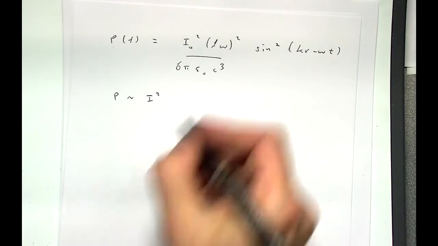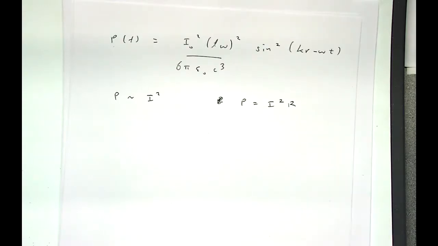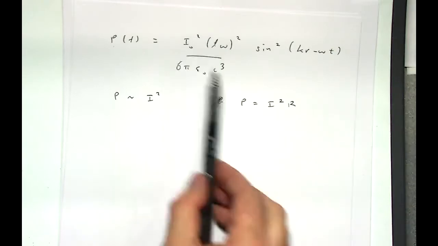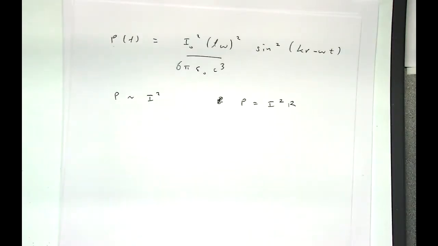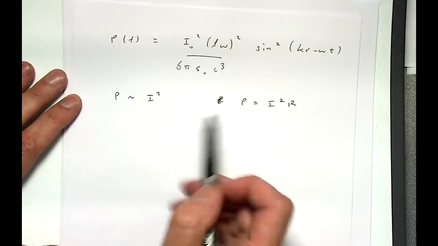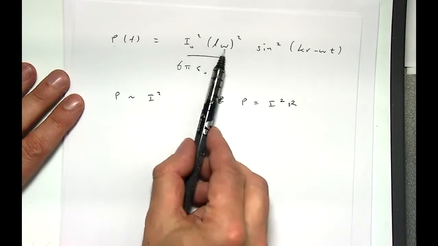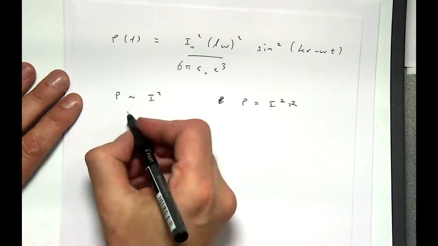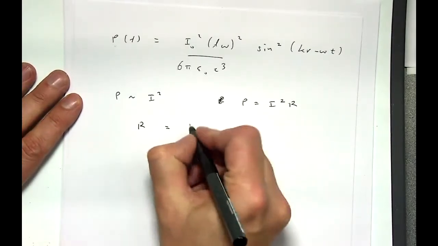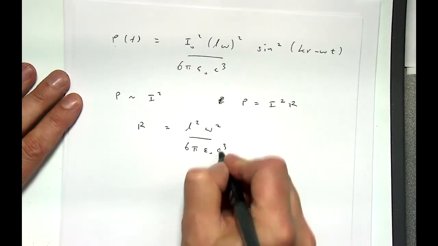So I can write down an equation, P equals I squared R. But it's not only dependent on some constants. The length over which that current is moving must also be important. So there is an effective resistance. So I'm simply going to naively look at these terms. This is the proportionality constant, L omega squared over 6 pi epsilon naught c squared. I'm going to define a resistance, and I'm going to define it as L squared omega squared over 6 pi epsilon naught c cubed.